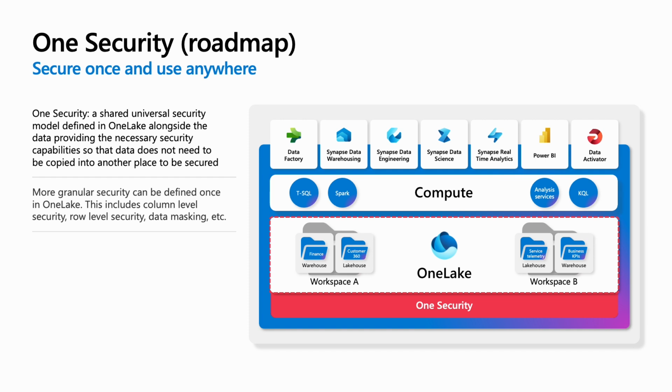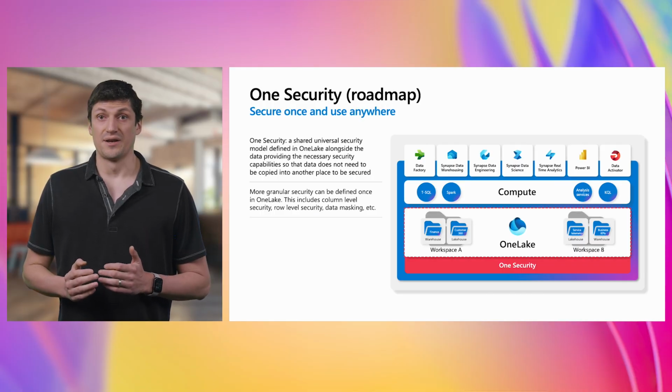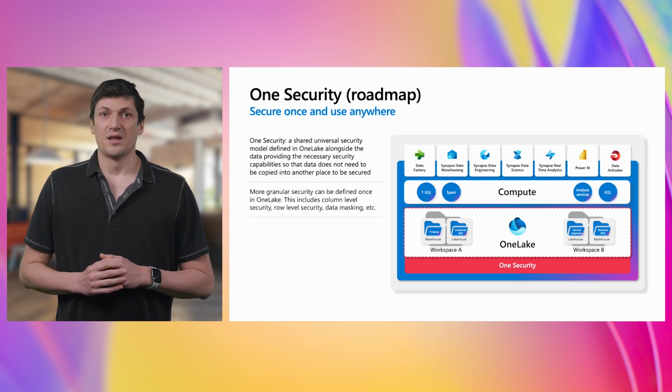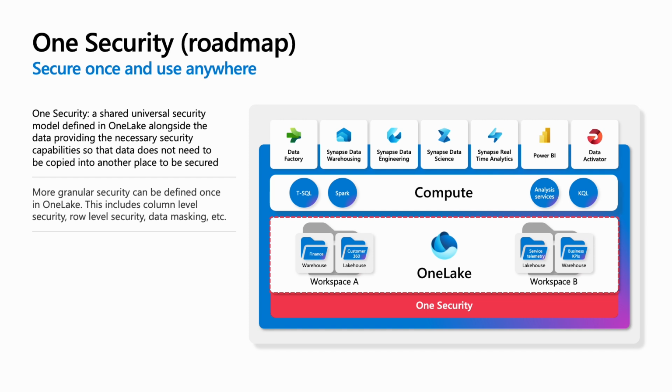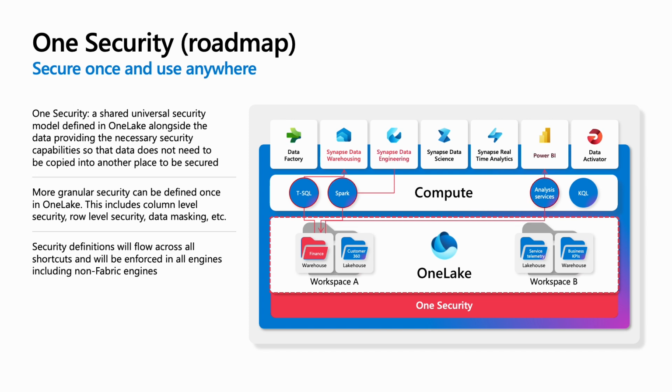To do this, OneLake will need to provide the necessary security features at the lake itself to support a wide range of analytic scenarios. More granular data security can be defined on a data item once in OneLake. This will include table, column, and row level security. In this example, I have defined security on a data warehouse. That security will flow across any shortcuts which reference that data and be enforced by all engines, including when analysts and engineers access data using T-SQL, data engineers and data scientists use Spark, business users view reports in Power BI, and even in non-Fabric engines using the ADLS DFS API. Stay tuned to the Fabric blog for more details on the OneSecurity roadmap.